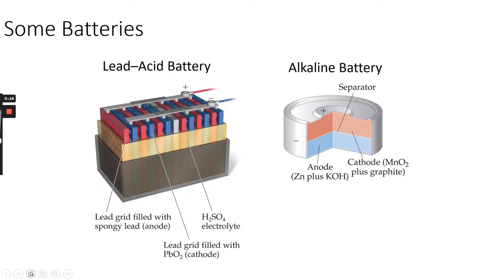So here's a drawing of your lead-acid battery. And you see here your anode is the red and your cathode is the blue. They're both solids. And then you have sulfuric acid filling in the gaps. Here is your regular alkaline battery. You have an anode, which is zinc plus potassium hydroxide. And you have a cathode, which is manganese(IV) oxide plus graphite. And this is sealed in a metal container.